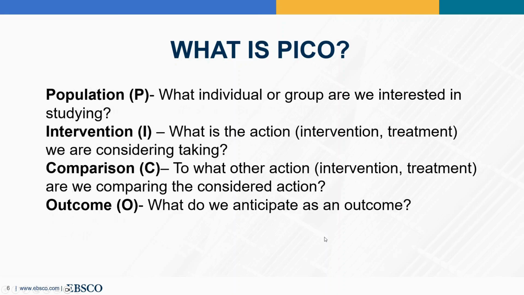And as mentioned, the P in PICO stands for population. So in here, we'll assess what individual or group are we interested in studying. For intervention, what is the action or intervention or treatment we're considering taking? The C element is the comparison, and it aims to answer what other action or intervention or treatment are we comparing to the considered action. And lastly, the outcome, or what do we anticipate as an outcome.